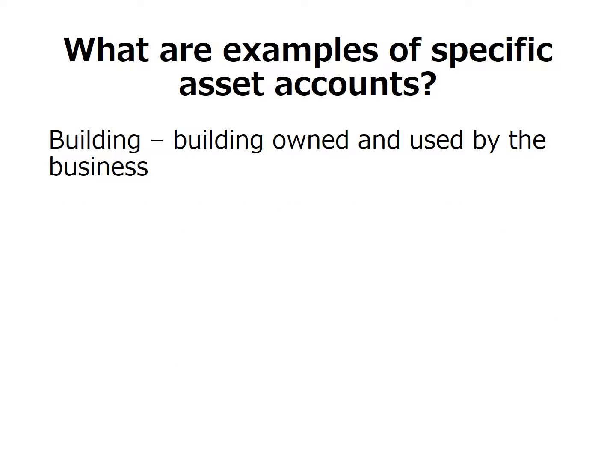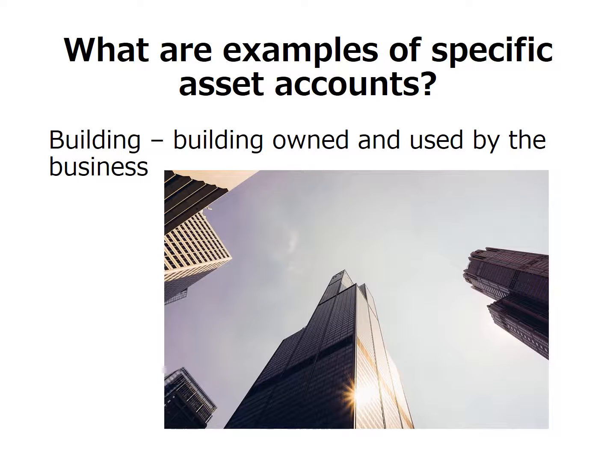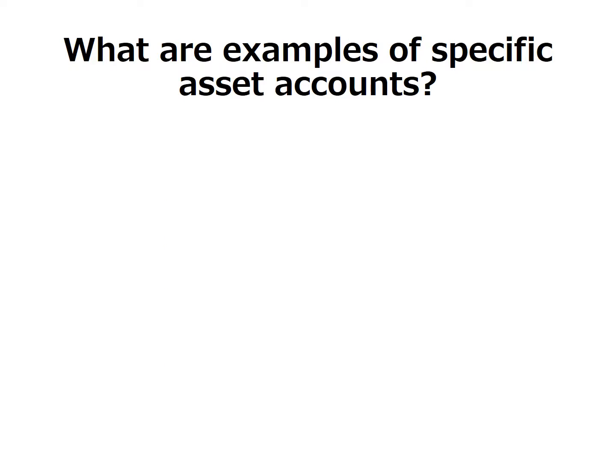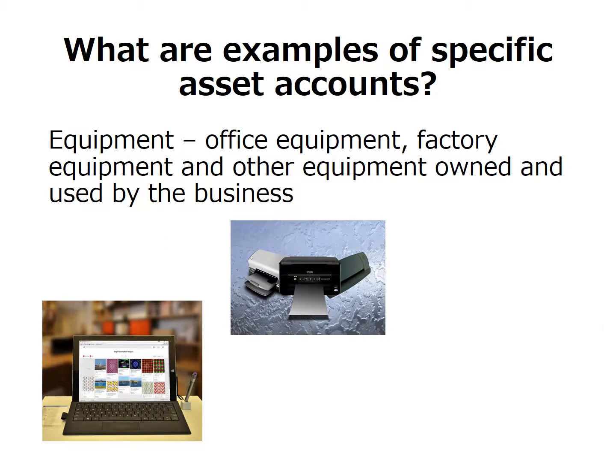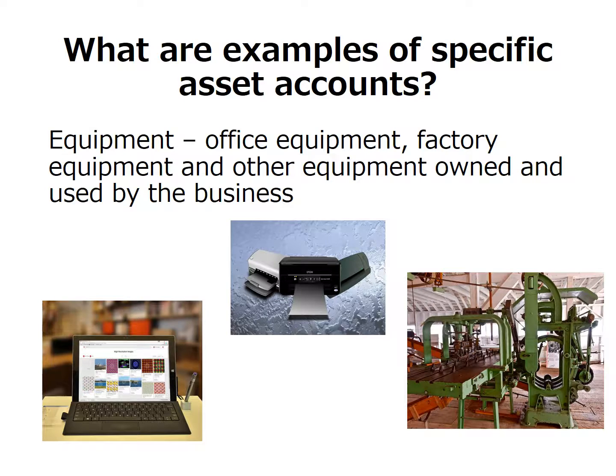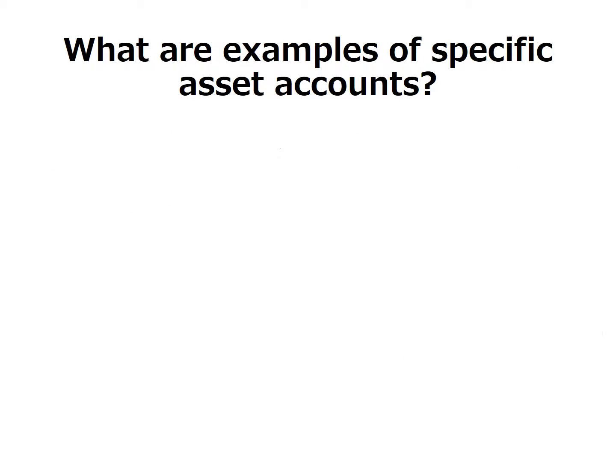Building refers to the building owned and used by the business. Building rented by the business is not recorded as building. It should be owned by the business. Equipment could be office equipment, factory equipment, and other equipment owned and used by the business. These are the things that the business will use in its operation. They can be used for more than 1 year.